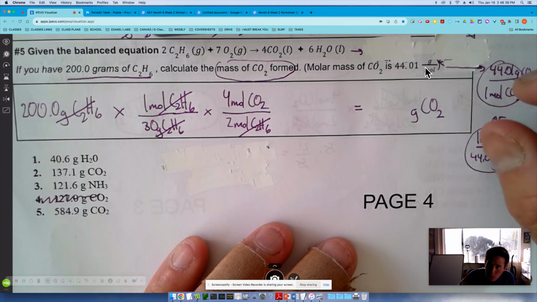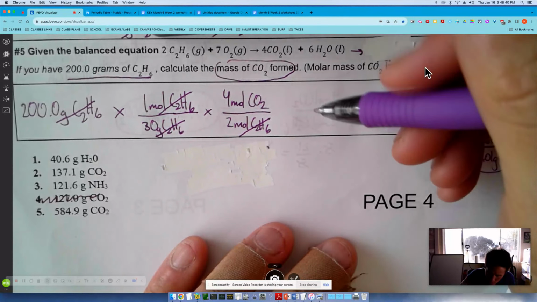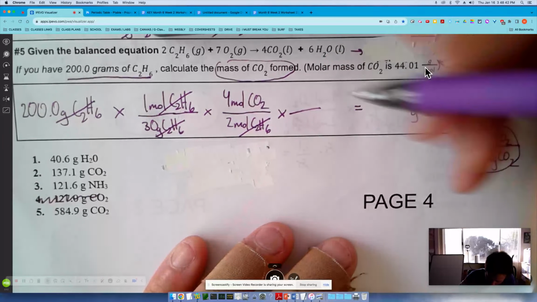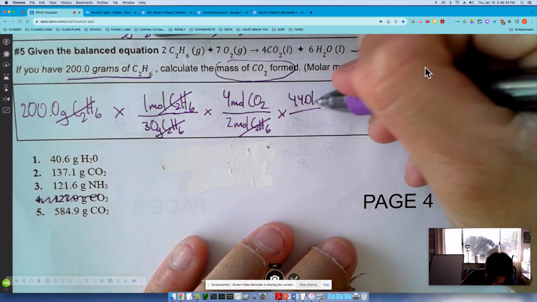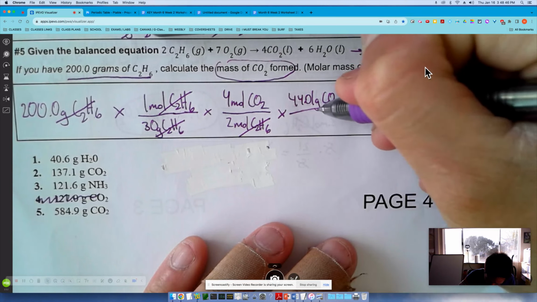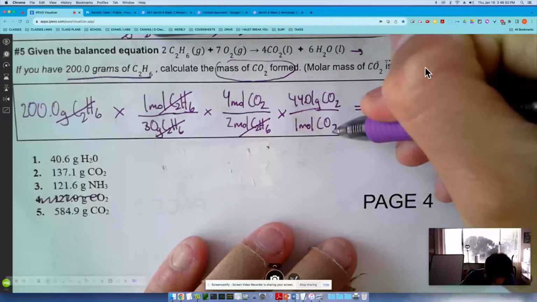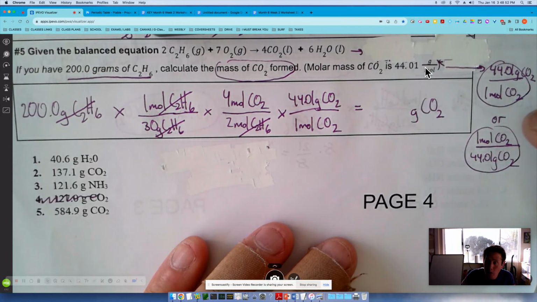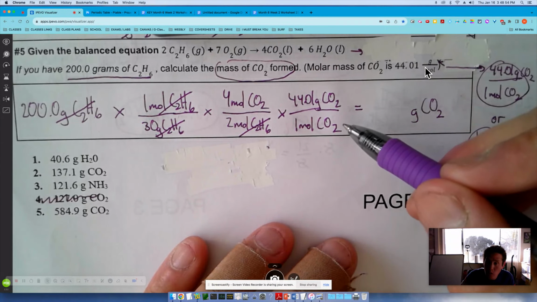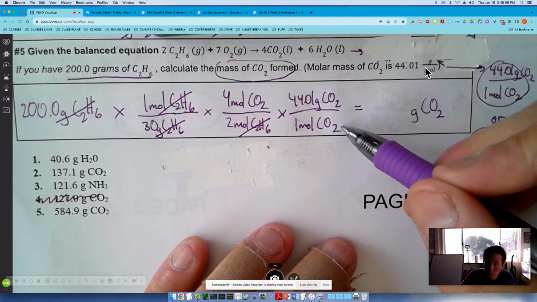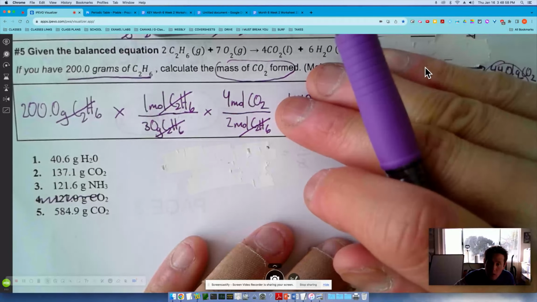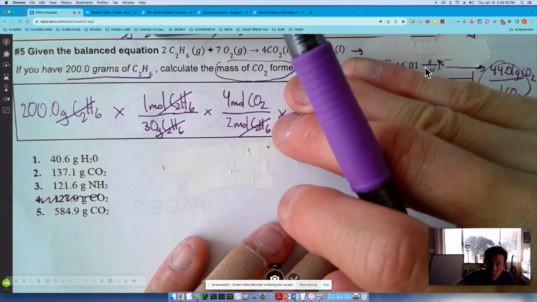Let's see, the answer is this version: 44.01 grams of CO2, underneath will be 1 mole of CO2. Hopefully you understand the logic by now. The reason why I picked this is because the moles of CO2 is on the bottom. That was what my unfinished answer is in so far.